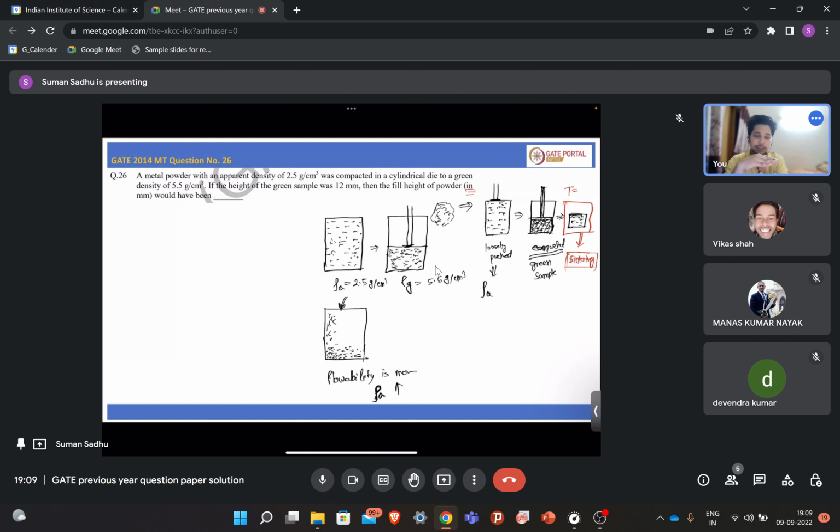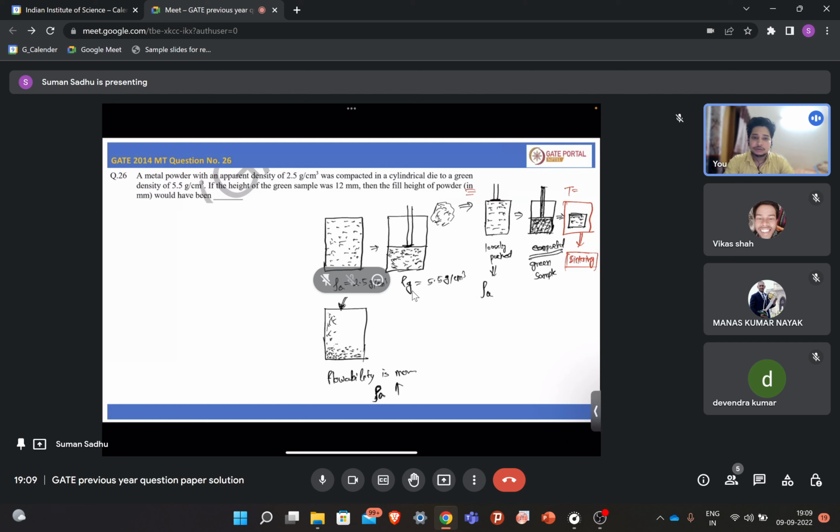Then what will happen? There will be a lot of porosity if the flowability of the powder is not good. So if the flowability is good, then you will have less porosity in your sample after compaction. Okay, so this is the significance of rho A. So you want higher flowability.